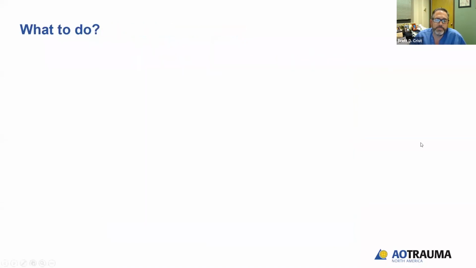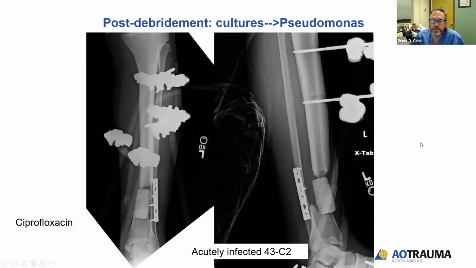So he goes on to, I debrided his bone back to what I thought to be healthy bone, put in a less than adequate antibiotic spacer at that point. This is what I would do now. This was 10 years ago. And he had cultures that grew out Pseudomonas. So he's got this acutely infected 43C2 pilon fracture, and he's on ciprofloxacin to address the Pseudomonas. So what do you guys think we should do?